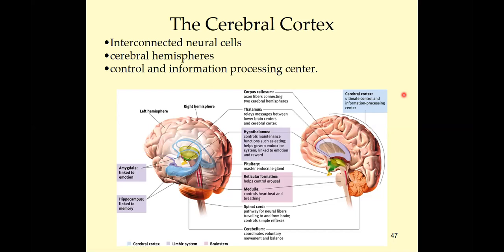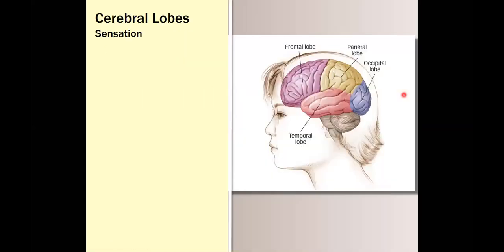But let's go into detail in the cerebral cortex. So first of all, each hemisphere can be divided into 4 different areas, 4 different lobes. Each of these lobes has a different function in terms of sensation or movement. I should have the word movement up here too.